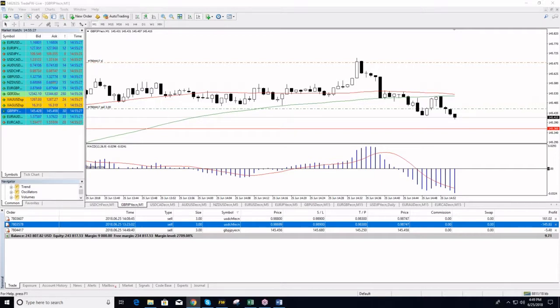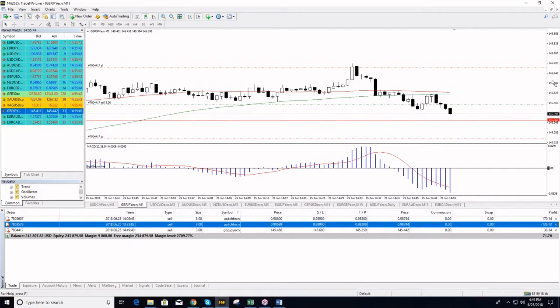The expected figure is 0.667 millions versus 0.662 millions the previous month. Let's see if we get a better figure or a worse figure there. Definitely will cause some volatility on pound yen. We want this volatility to be on our side. That's the trade we are going for.